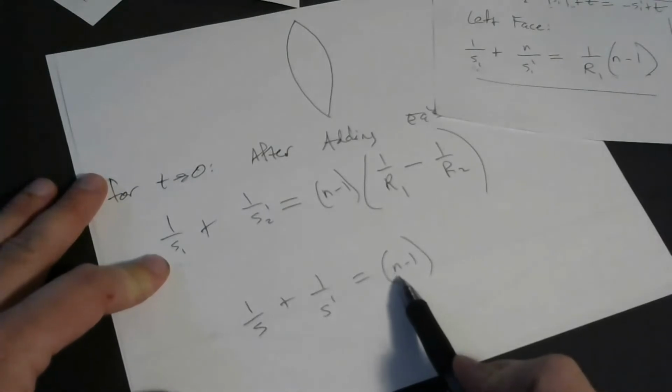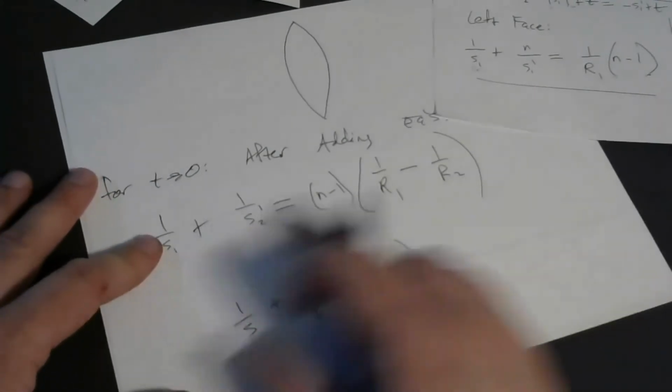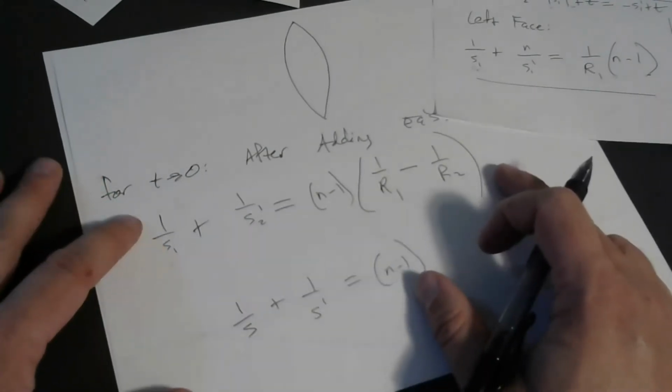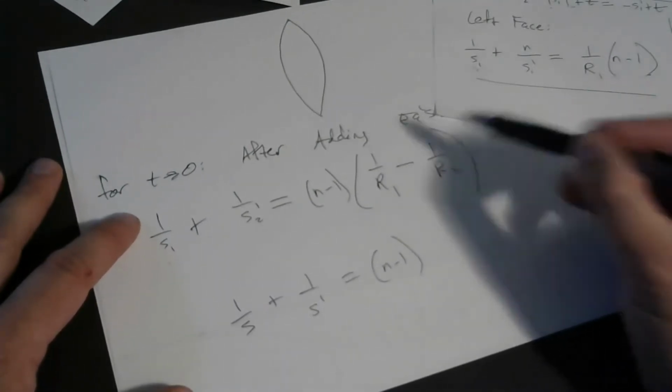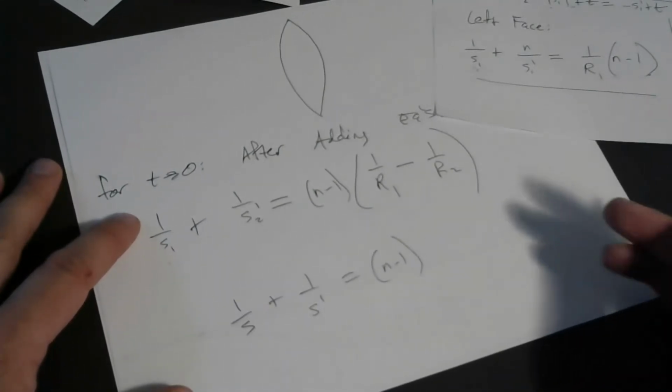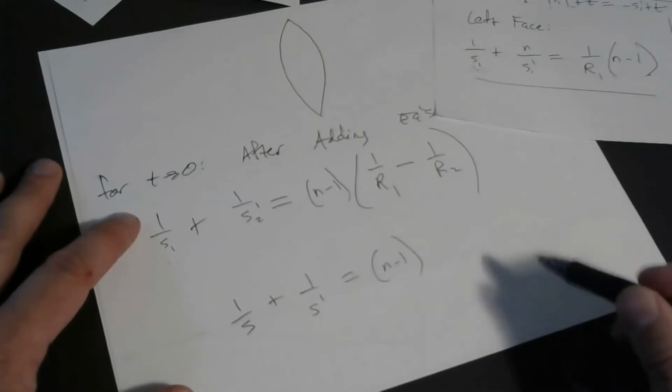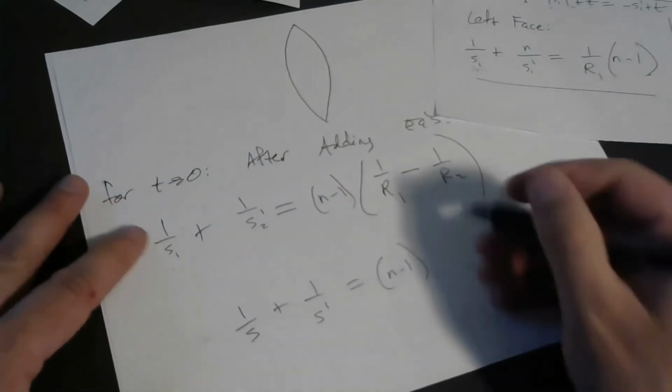N is the index of refraction of the lens. Of course, this equation only works if your lens is immersed in air. That's why we've got these factors, or these ones here. You'd have to start over and write the equation differently if you immersed your lens in water, for instance.